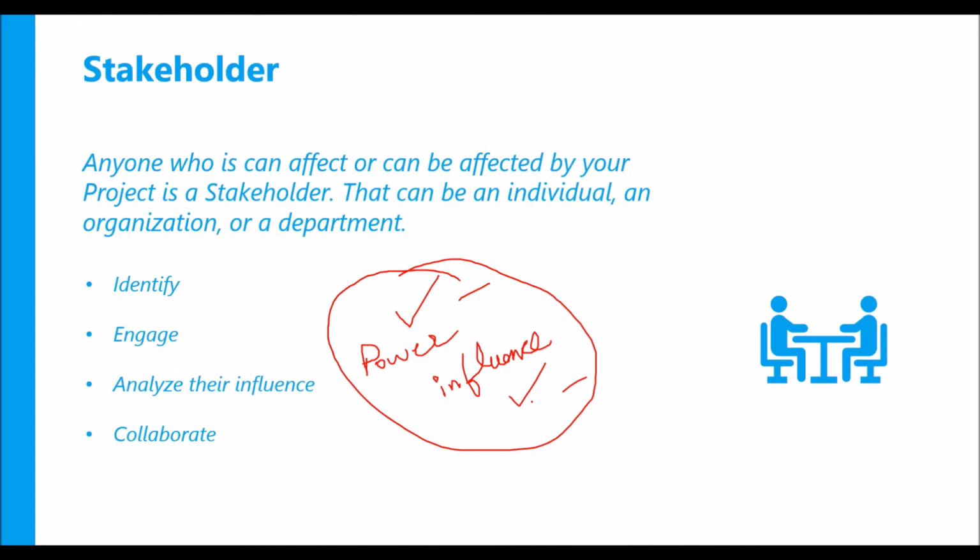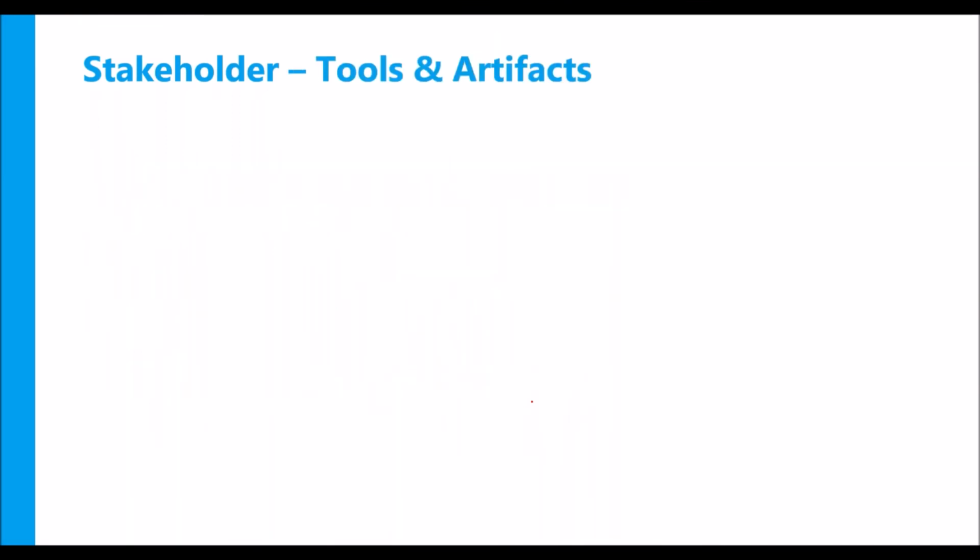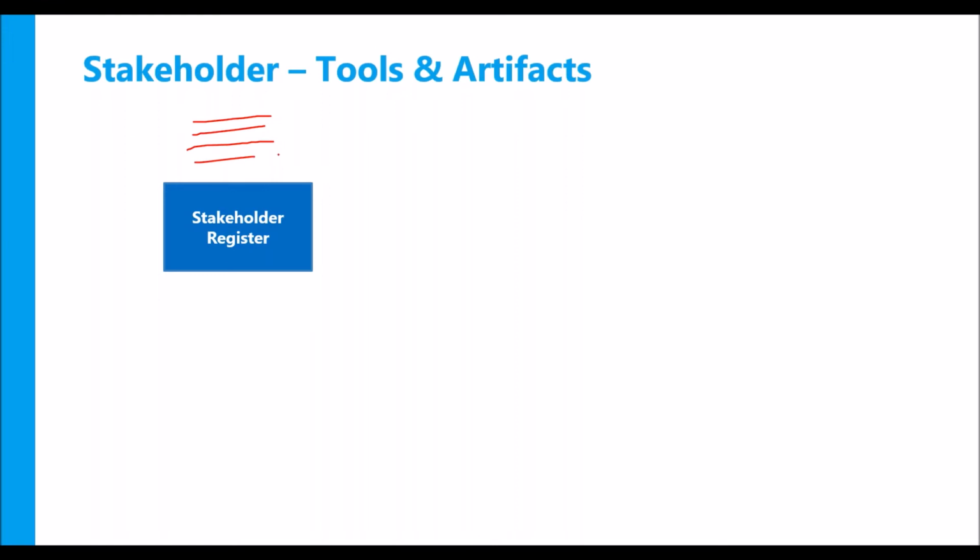And finally, you need to collaborate with them as the project executes. You may be working on the project, you may be delivering incrementally. You need to involve stakeholders and communicate to them the status of the project. So what are some tools and artifacts that can help you? Stakeholder register is one artifact where you typically list down all your stakeholders, and you also put in your stakeholders' power and influence here, so that you have it for reference and it is easy for you to refer back later. And I used to maintain the stakeholder register personally in a Microsoft Excel sheet.